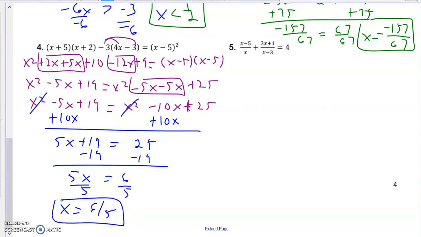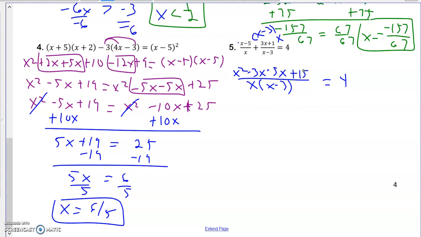Taking a look at this one, we need to get a common denominator, and my common denominator would be x and x plus 3. So this one I need to do x minus 3, and this one I need to multiply by x, and it's going to be all over x minus 3 equals 4. So then this one I'm going to need to FOIL. So when I FOIL, I'm going to get x squared minus 3x minus 5x plus 15.